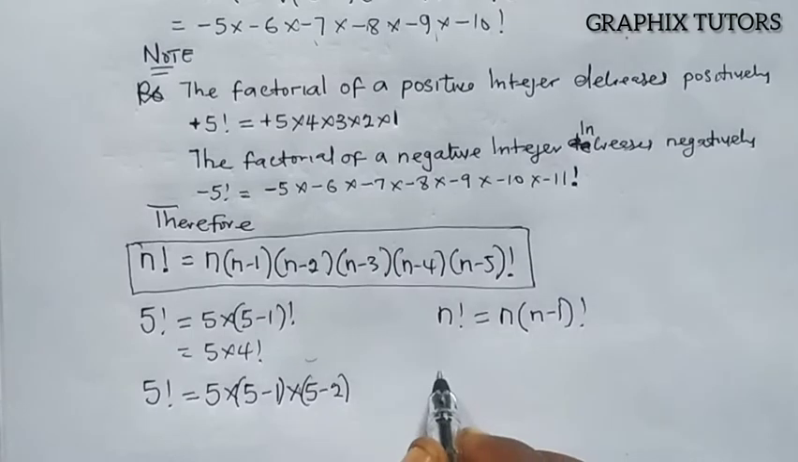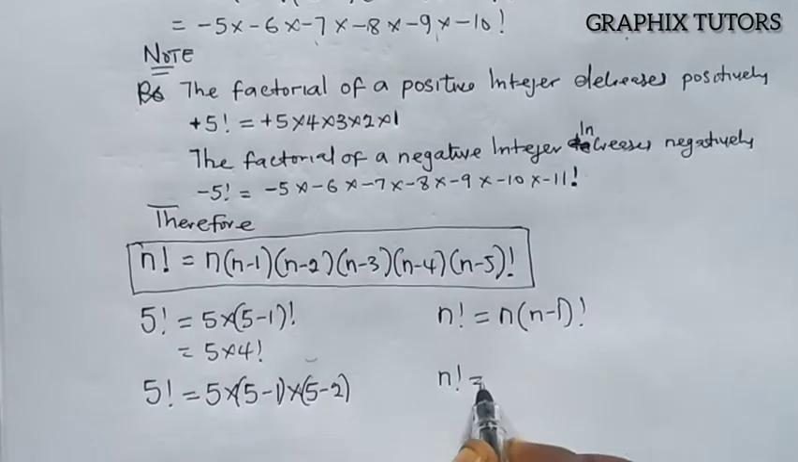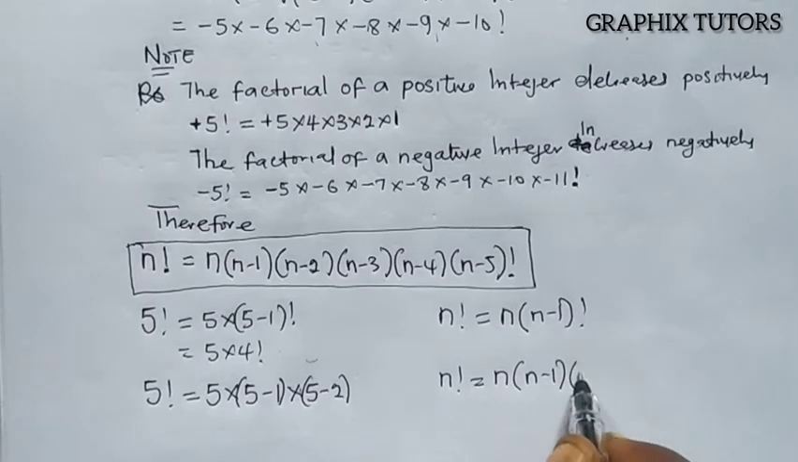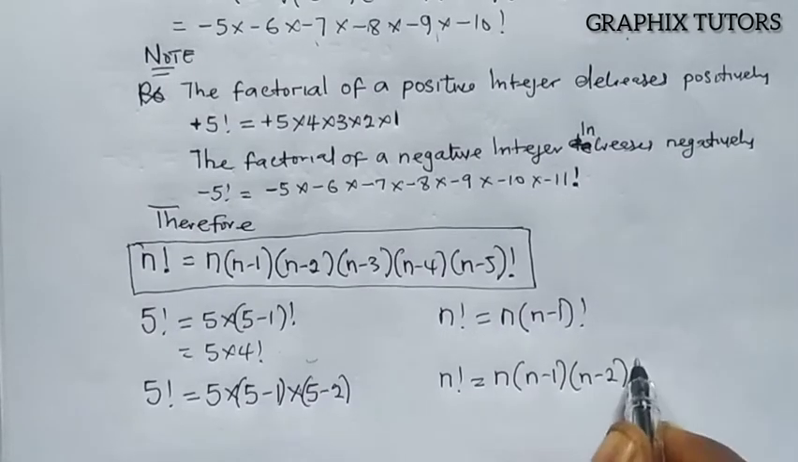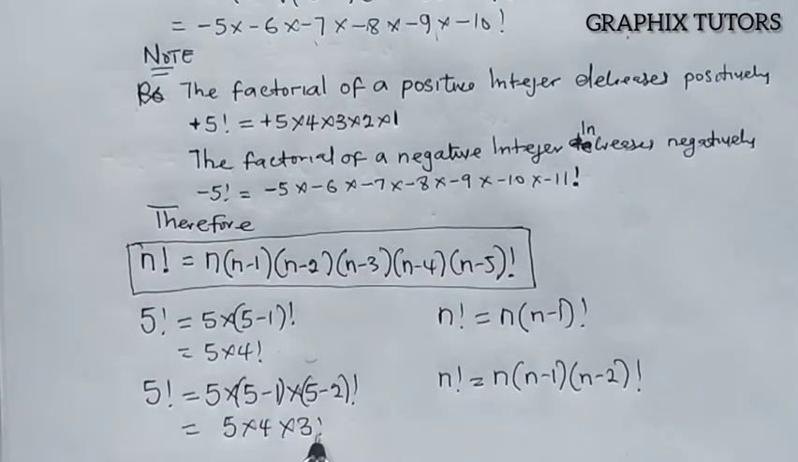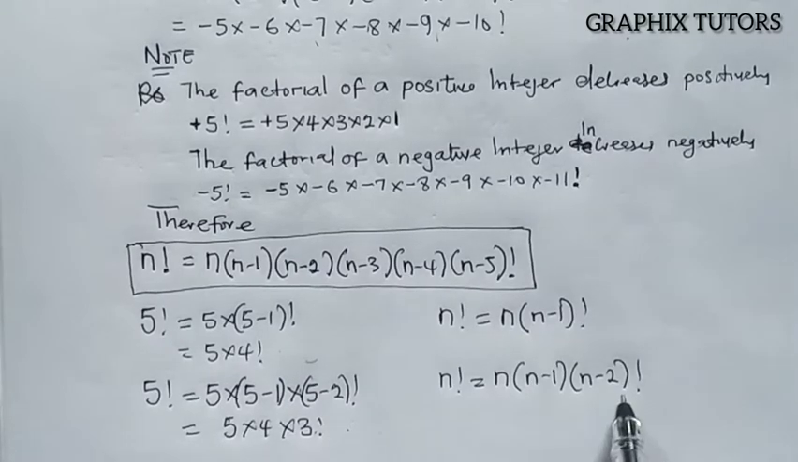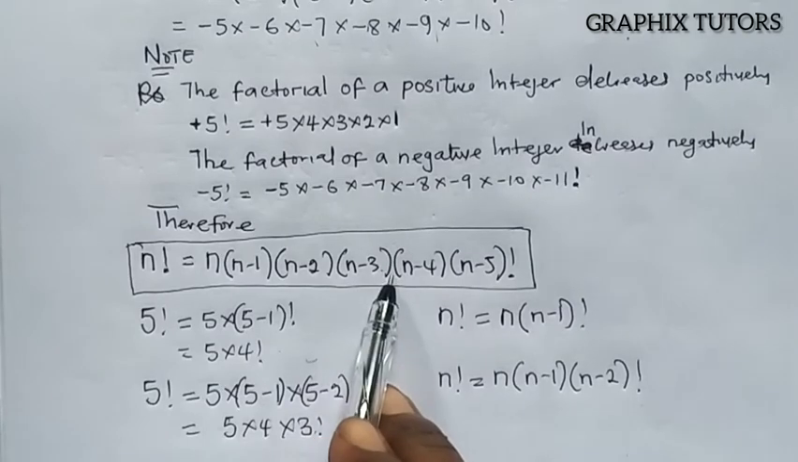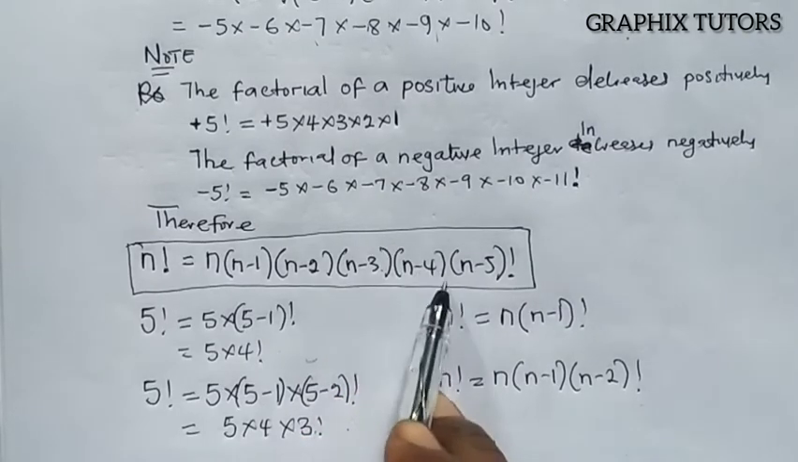Just like my n factorial will be n times n minus 1 times n minus 2 factorial, wherever n I put factorial. And this can be written as saying 5 times 4 times 3 factorial. I will know 3 factorial is 3 times 2 times 1. That's okay, and so on and so forth. So depending on where I want to end, anywhere I end, if I end at n minus 3, I'll put factorial there. If I end at n minus 4, I'll put factorial there.